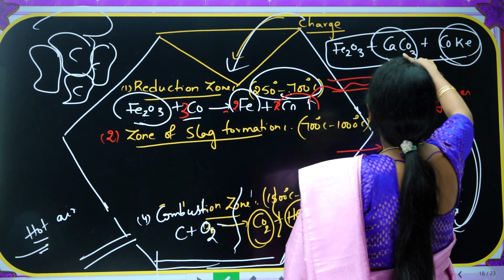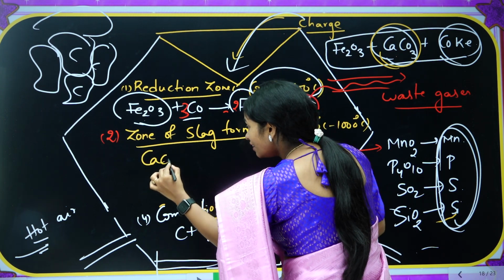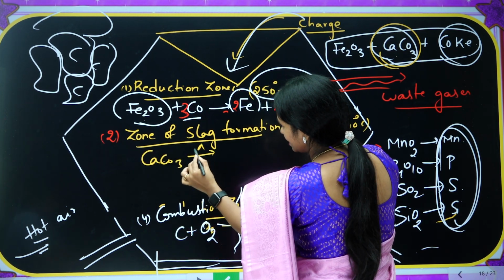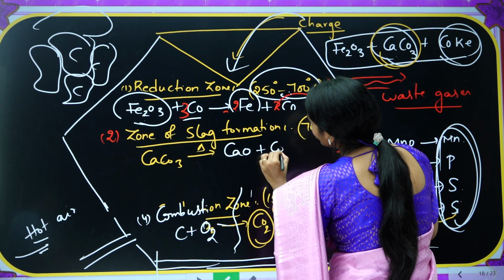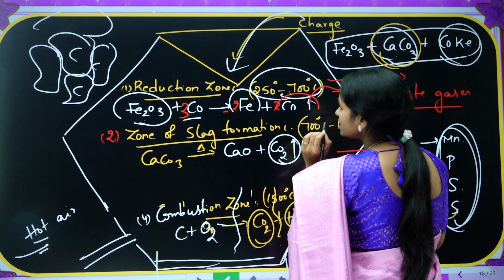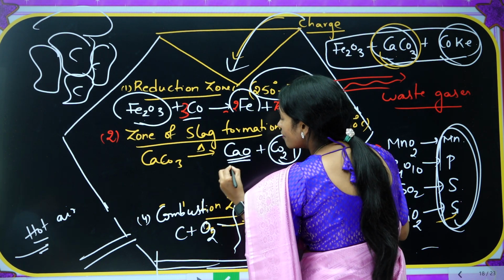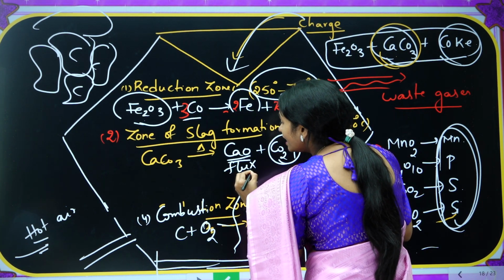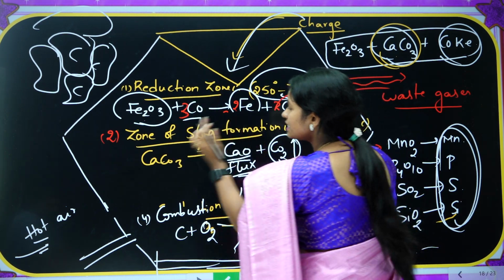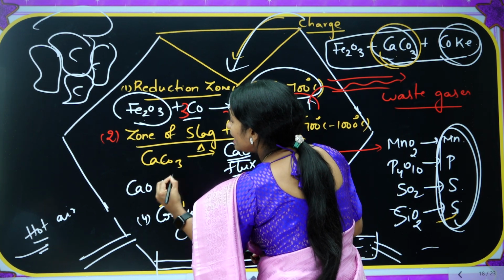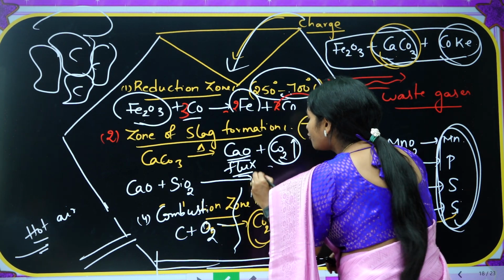Here, whatever coke and calcium carbonate we are taking, the calcium carbonate will break around 1000 degrees Celsius temperature, and it forms CaO plus CO2. CO2 is a waste gas and goes out. This CaO is our basic oxide. This is our flux. Why are we adding this flux? Flux is a substance which we add to remove the impurities. Now this CaO reacts with the siliceous impurity SiO2, and it forms CaSiO3.